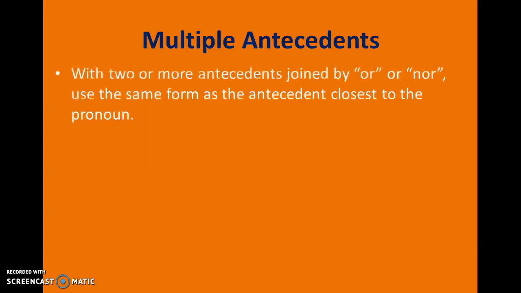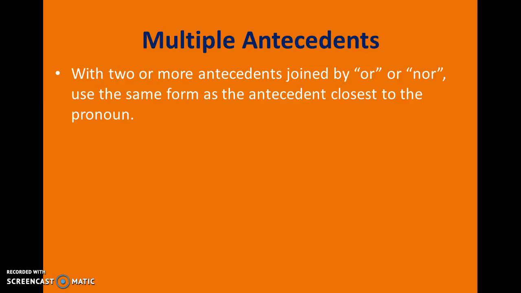So now I want to talk about sentences that have multiple antecedents and how to choose the correct pronoun depending on the situation. And you'll notice as we go through that the rules are almost exactly the same as when we talked about subject-verb agreement and what to do when you had a compound subject. So when you have two or more antecedents that are joined by or, nor, you use the same form as the antecedent that is closest to the pronoun.